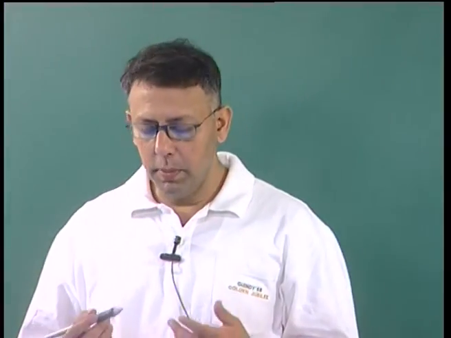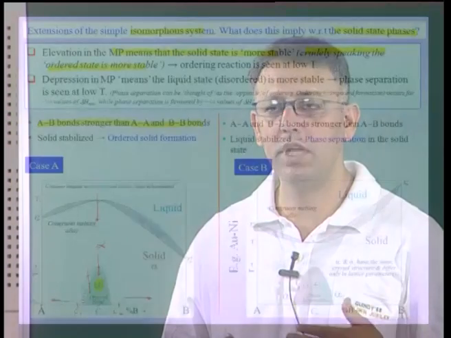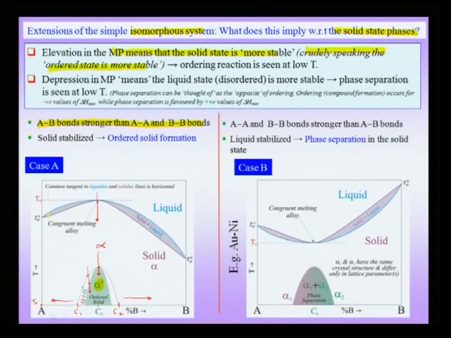And you have already seen a typical signature of this, which is this elevation in melting point at high temperatures, which tells you that there is a possibility of ordering at low temperatures. Of course, I again emphasize the fact that ordering does not occur for all compositions; it is usually centered around the composition which is the congruent melting composition.